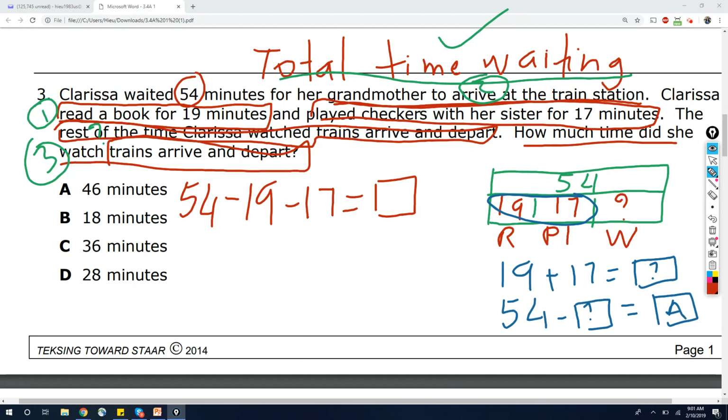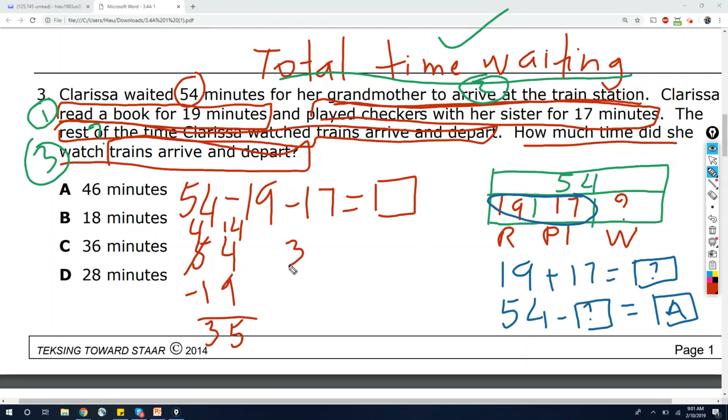So I have 54 take away 19, so I'm going to set it up. Can 4 take away 9? No, regroup. So this one becomes 4, this becomes 14. 14 take away 9, grab 9, count on to 14. 9, 10, 11, 12, 13, 14. 5 more to make 14. 4 take away 1 will be 3.